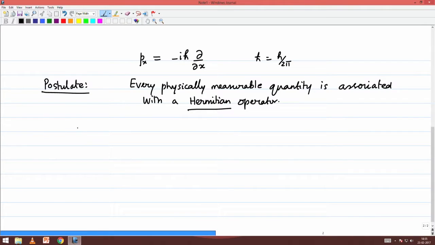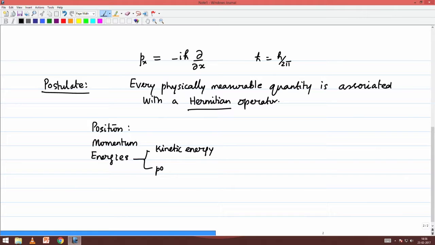This implies that every quantity that we measure, so far we have looked at positions, we have calculated the average values, we have calculated the average values for momenta, we have calculated the average values for the energies. Energies, there are two forms, the kinetic energy and the potential energy. These are the things we have been concerned with. We have not done much in angular momentum, but when we do spectroscopy, we will need to know that. Therefore, angular momentum.